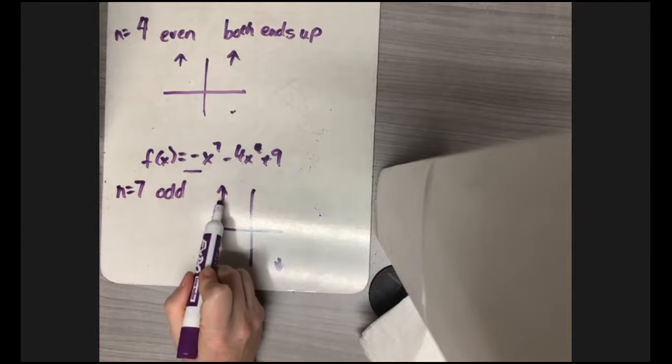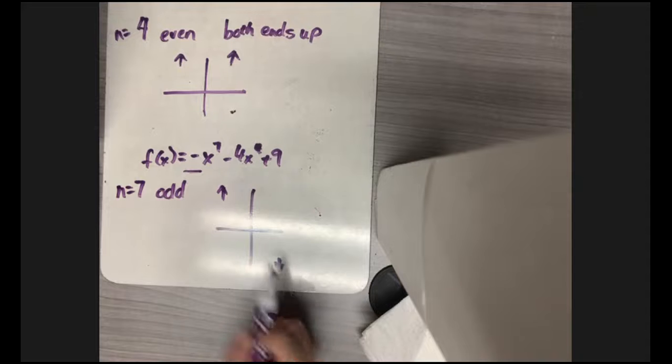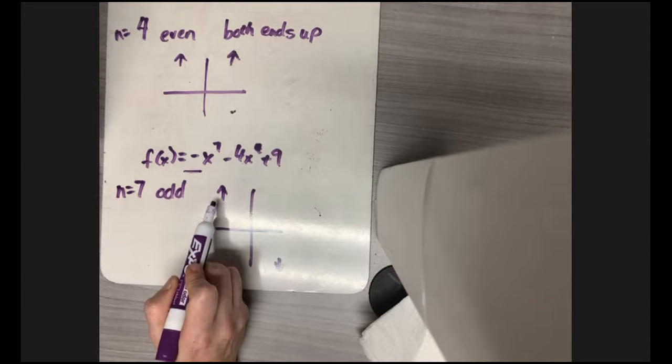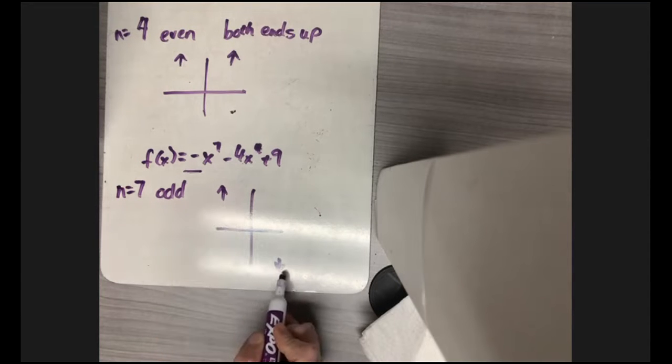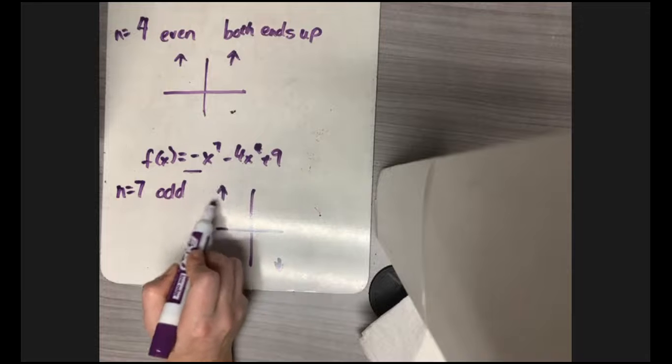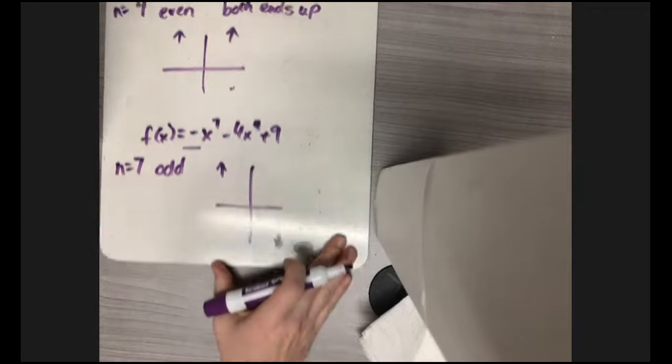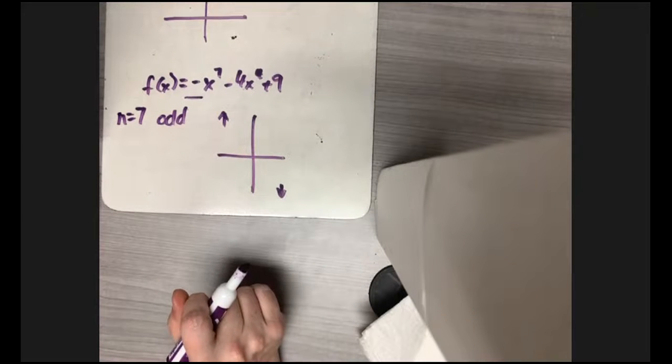Okay, so they may say left end up, right end down, left side rises, or left rises, right falls, something along that line. But we've got one, this left side is up and the right side is down as far as our graph picture is concerned.